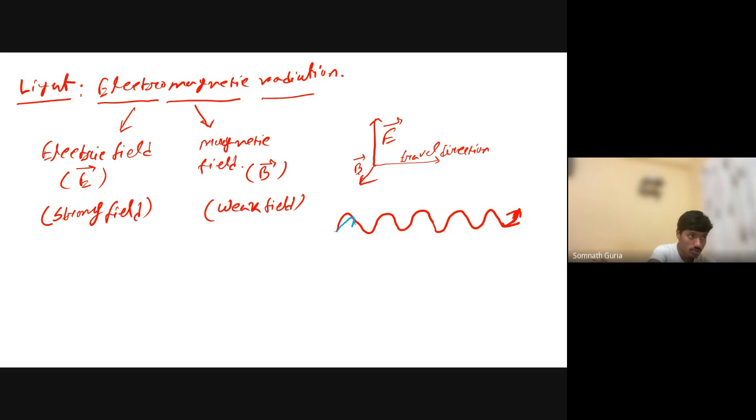This is perpendicular to the other, these are the directions of B, and this is the direction of the electric field E. This one is the B. So this is the electric field and the magnetic field associated with the electromagnetic wave.